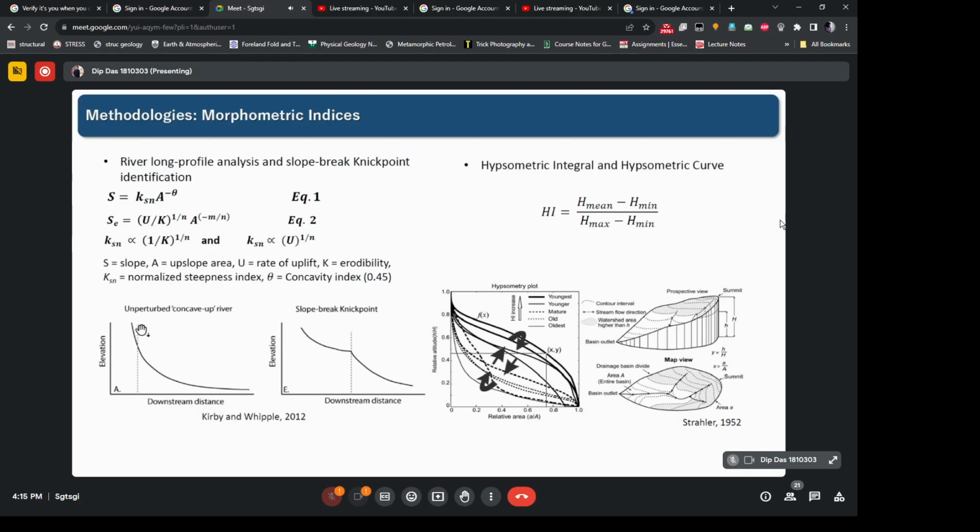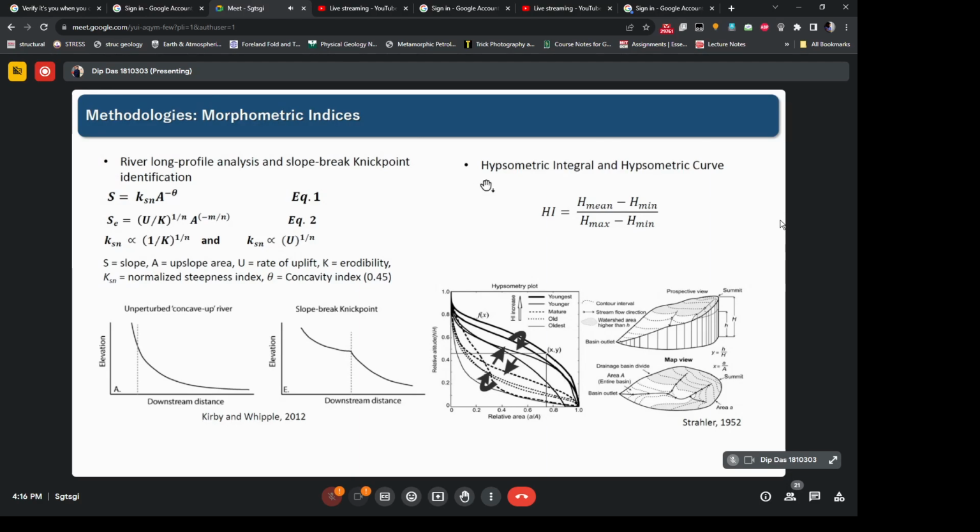And I tried to find this kind of structure within the river long profile: slope break nick points. This indicates a possible perturbation due to tectonism. Now, comparing these two equations, we can say that the steepness is inversely proportional to rock erodibility, and it is directly proportional to the rate of uplift.